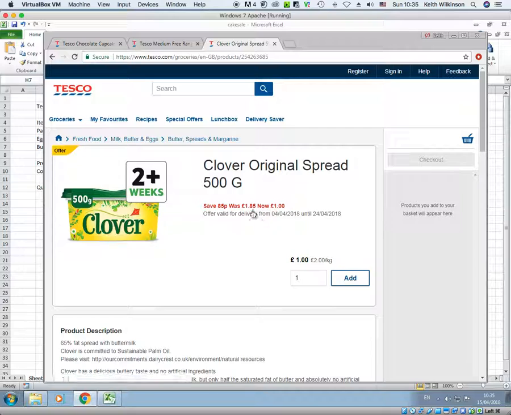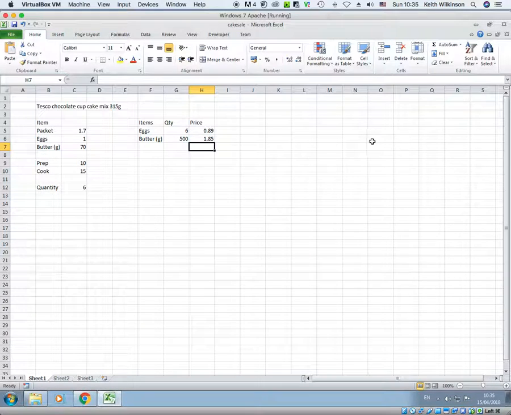This is just Tesco's offering it at that price, and that is one variable cost that we can actually look to change our overall values. So I'm going to keep it at the higher cost. So let's see.